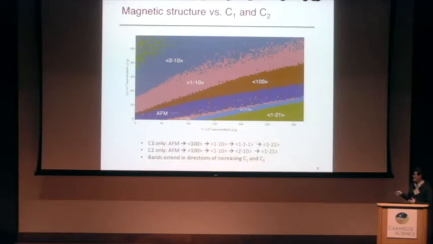We also see that for each magnetic configuration, it forms some shapes of bands. And these bands are extending in the direction of increasing C1 and C2. So not that way, but this way.